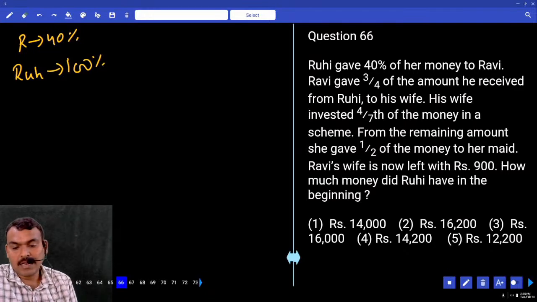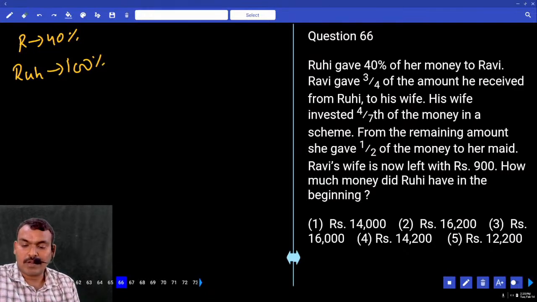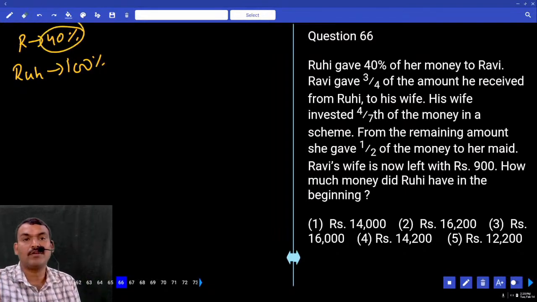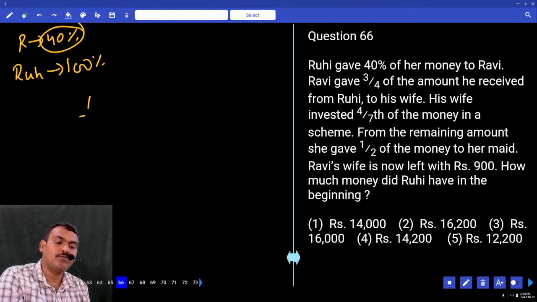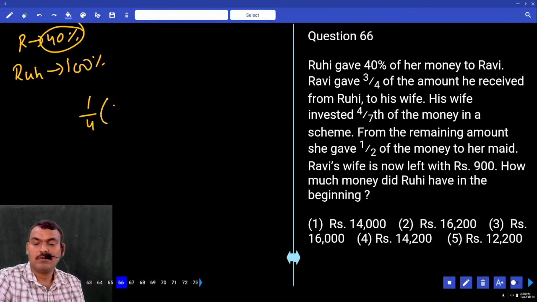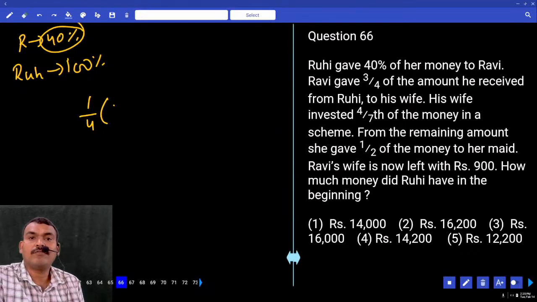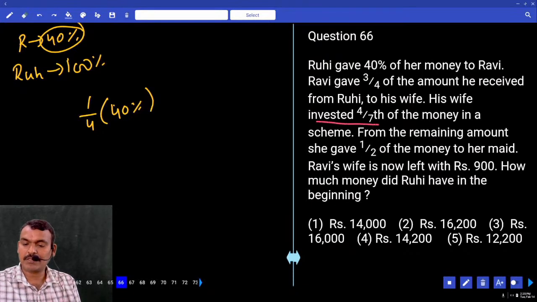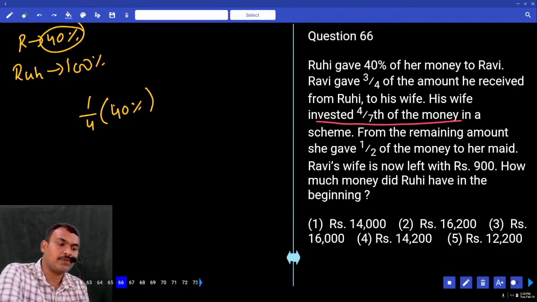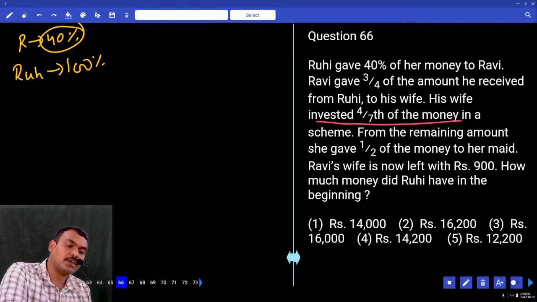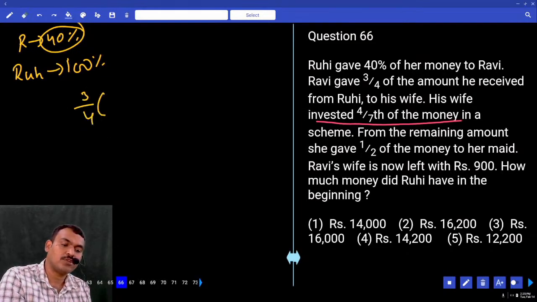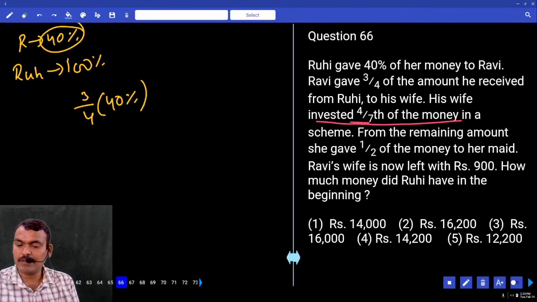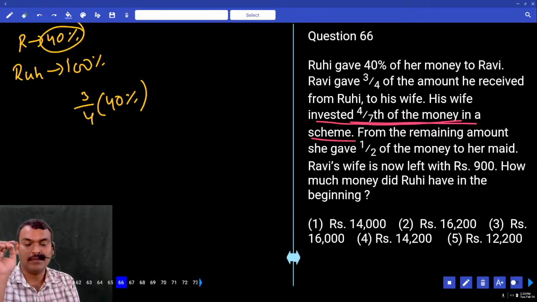100%. Ravi gave 3/4 of the amount he received from Ruhi to his wife. Means out of 40%, 3/4 given to wife. What is the remaining? 1/4 of 40%. And his wife is invested 4/7. Sorry, his wife received how much? 1/4 or 3/4? 3/4. 3/4 of which one? 40%. 3/4 of 40%.